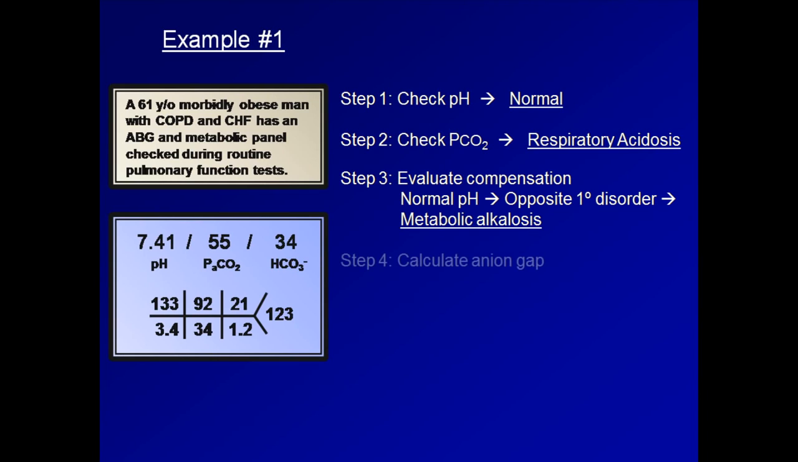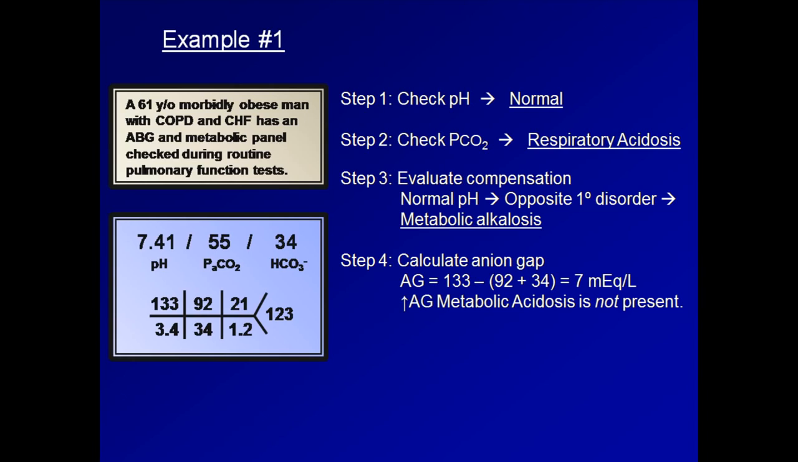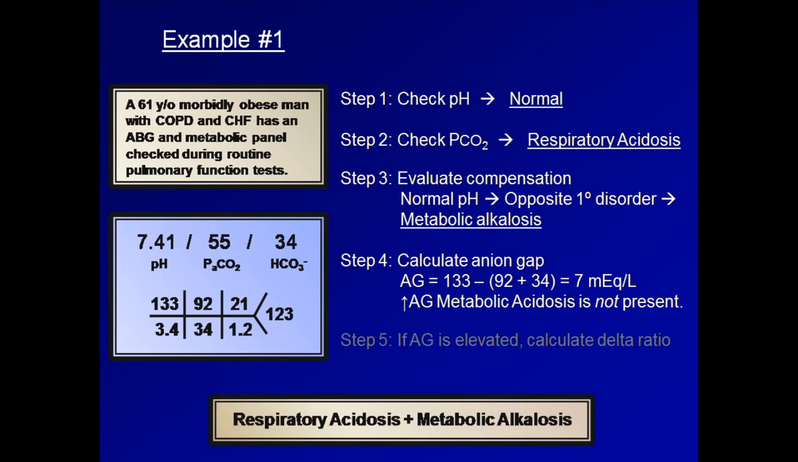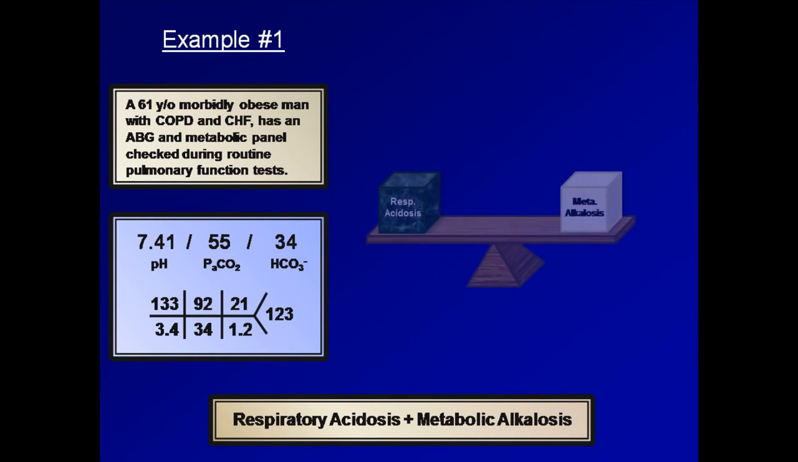Step 4, calculate the anion gap. 133 minus 92 and 34 is 7. Therefore, a concurrent elevated gap acidosis is not present. Step 5, the calculation of the delta ratio doesn't apply since the anion gap was normal. Thus, we reach the same conclusion that this patient has a respiratory acidosis and a metabolic alkalosis. Two disorders whose effects on the pH perfectly balance one another out of sheer coincidence.